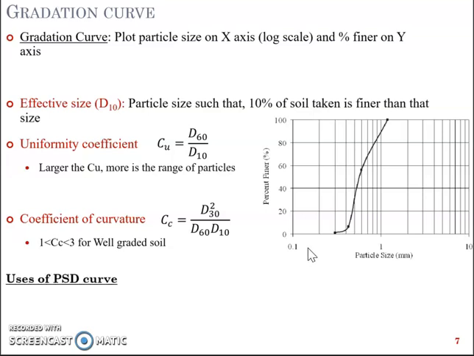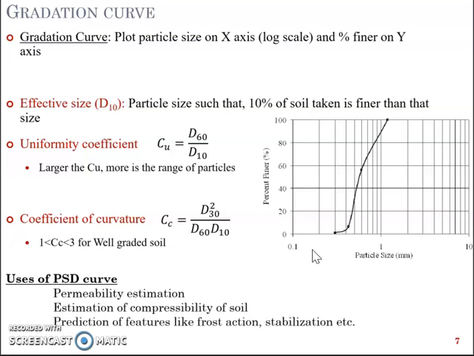Now, the uses of the particle size distribution curves include estimating the permeability of soil, or perhaps estimating the compressibility of the soil, or maybe the prediction of features like frost action, stabilization of soils, etc. So in short, what you fundamentally do is get an estimate of how the soil would behave under load, or when the flow of water is present, or when you have frost action, or when you are trying to stabilize, etc. Based on the relative distribution, you can classify the soil as well-graded, poorly graded, gap-graded, uniformly graded, etc. And that will help you as an index to estimate or predict the behavior of soil under various conditions.